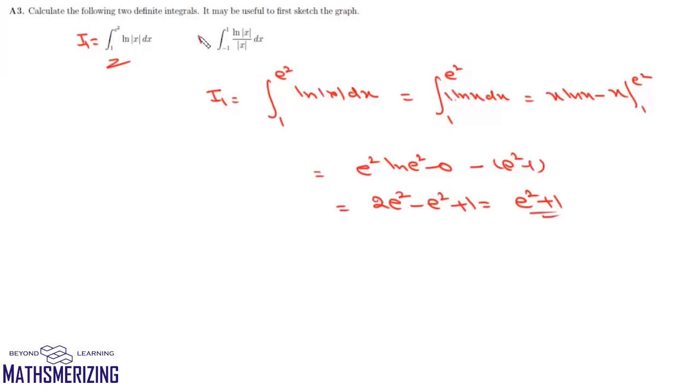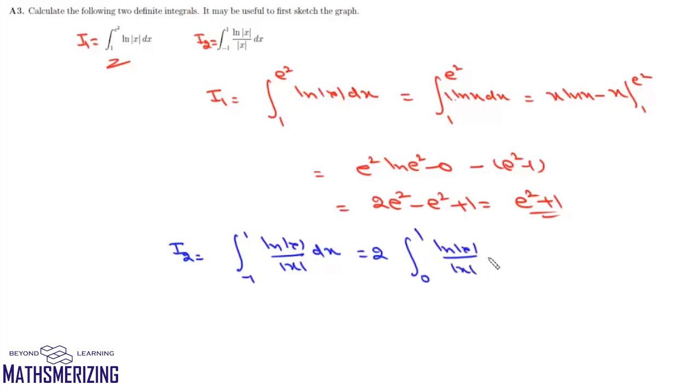For the second integral, say I2, we can write this integral as the integral from minus 1 to 1 of log mod x upon mod x dx. Now this function is not defined at 0 and it is an even function. So we can write this as 2 times the integral from 0 to 1 of log mod x upon mod x dx. Now when x lies between 0 and 1, mod x is simply x. So it will be 2 times the integral from 0 to 1 of log x by x dx.